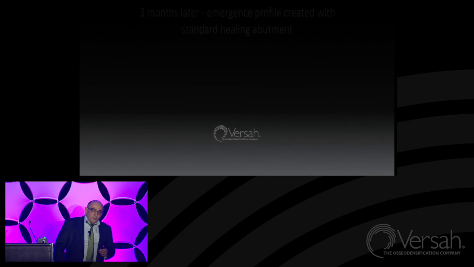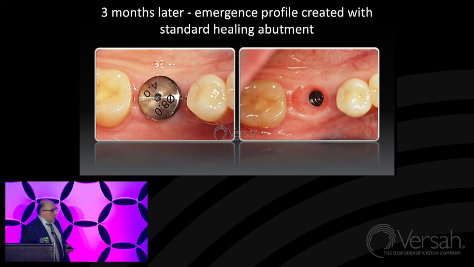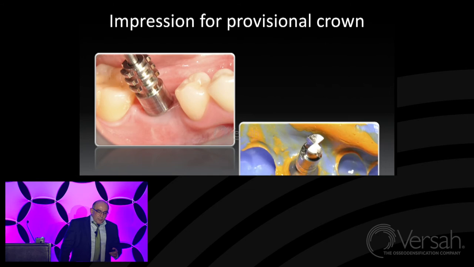Then the patient disappeared for 3 months. For what reason, we don't know. Then 3 months later, she returned. And this is the standard healing abutment and emergence profile created with the standard abutment. We take impressions and order the temporary crown.